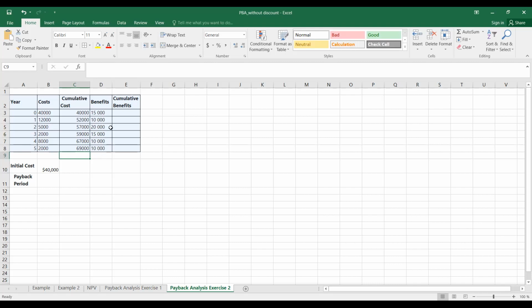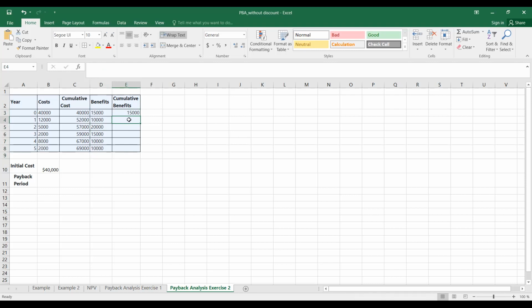Now, let's go and find out the cumulative benefits for all these years. So let me go and remove this space that we have. Alrighty, so we have this. Let me align this very quickly to the left-hand side. There we go. Now, for year 0, cumulative benefit would be the benefit that you have, $15,000.